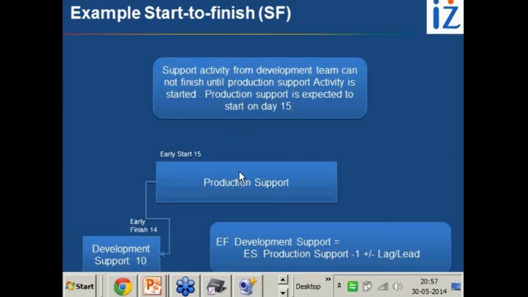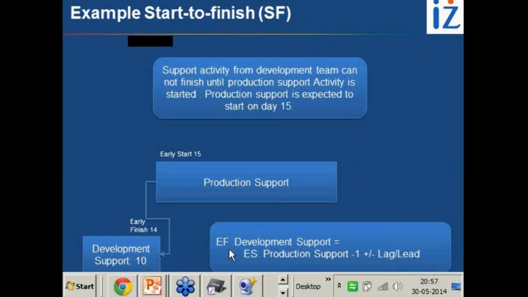Now, let's get into the concepts. It is like what we put first. Let's focus on dependent and independent. Now start to finish with lead and lag. So let's take an example. The question has come: can we discuss start to finish with lead and lag? Okay, let's do that.